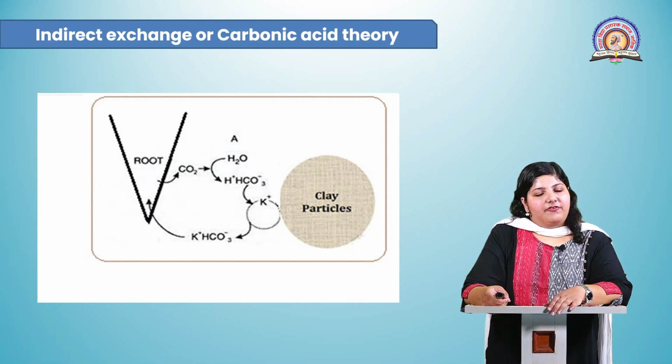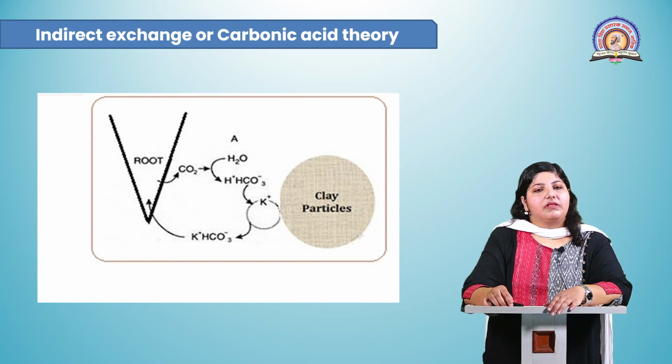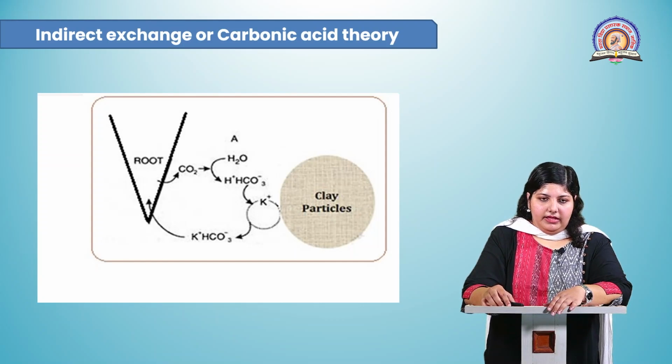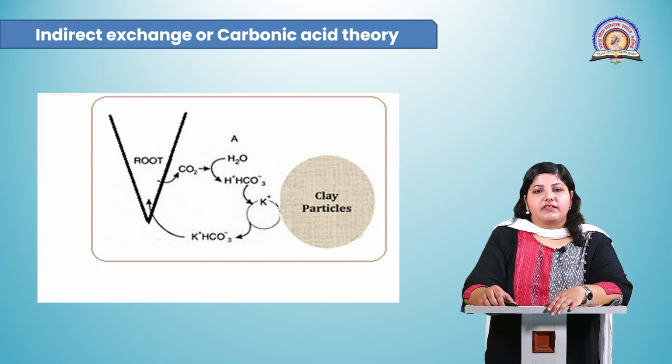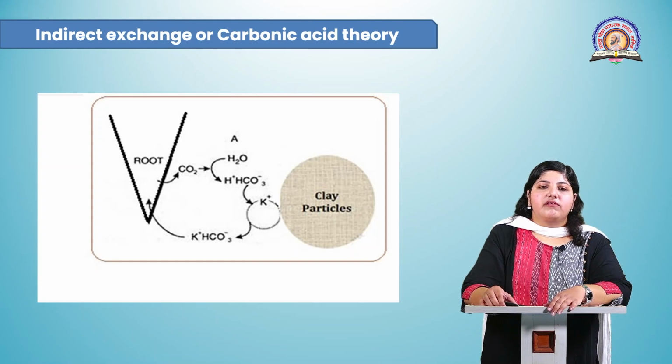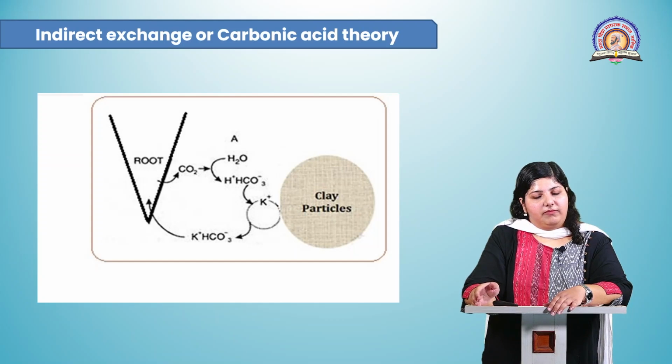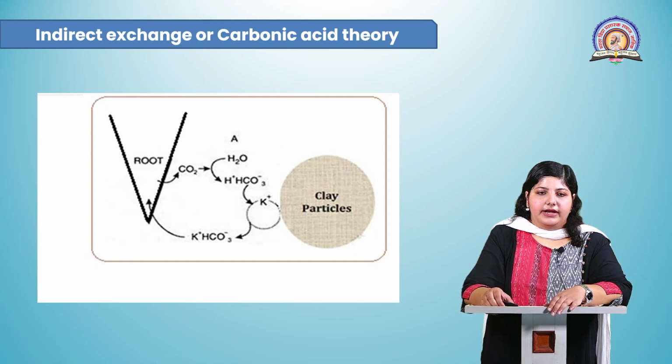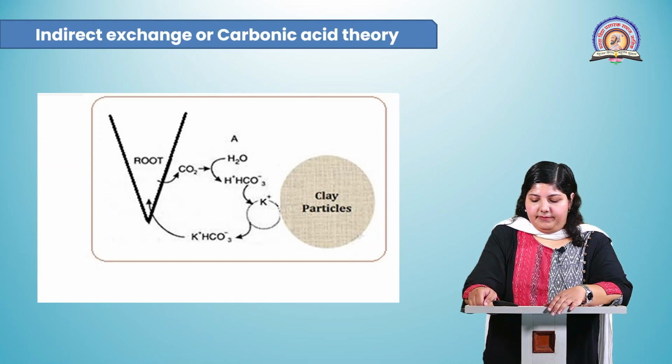We will try to understand this with the help of this diagram. In this theory, carbon dioxide is released from the roots during the process of respiration. This carbon dioxide can react with water present in soil to form carbonic acid. Now, carbonic acid, you all know, is a weak acid, so it will tend to dissociate into its ionic forms, that is protons and bicarbonate ions. You can see that dissociation taking place in the diagram.